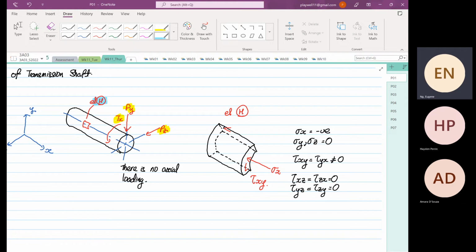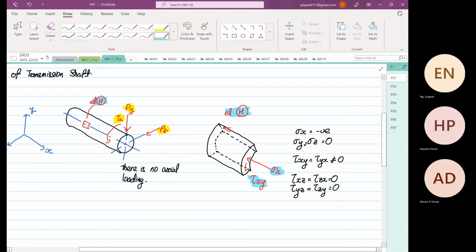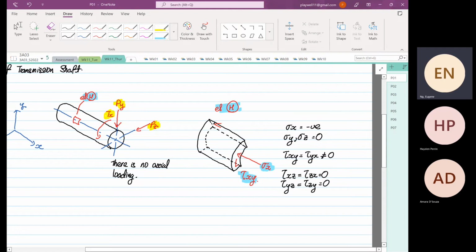Now when we look at element H with the associated normal stress and shear stress, we realize that we have a normal stress in the x direction and a shearing stress in the xy direction. So from here, our stress state is stress x. We have negative stress. Now I'm just assuming it to be compressive. I'm not saying that it has to be compressive. I'm just assuming it's under compression.